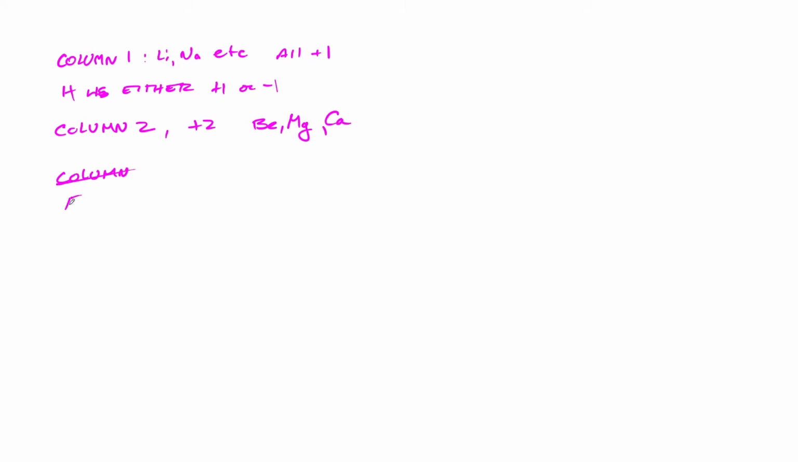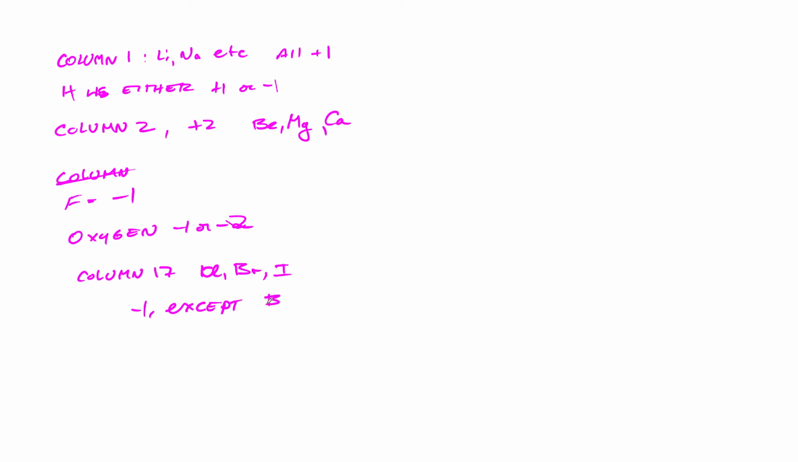Fluorine is always -1. Oxygen is -1 or -2. And basically that's all you need. And I should say column 17, which is Cl, Br, iodine, is -1 except when bound to oxygen. Then it becomes positive. And I'm going to show you what this means.